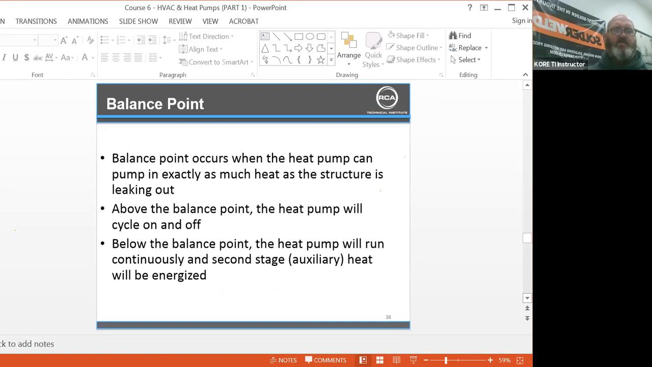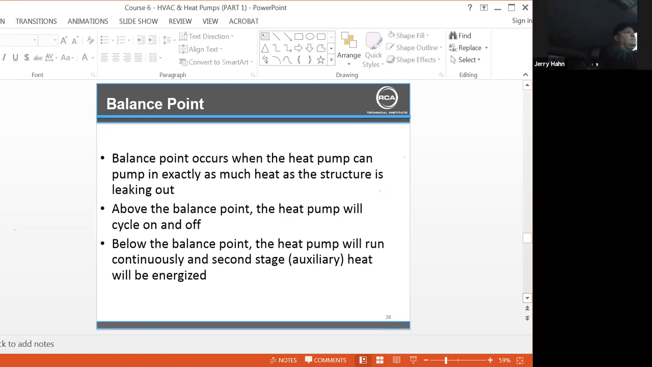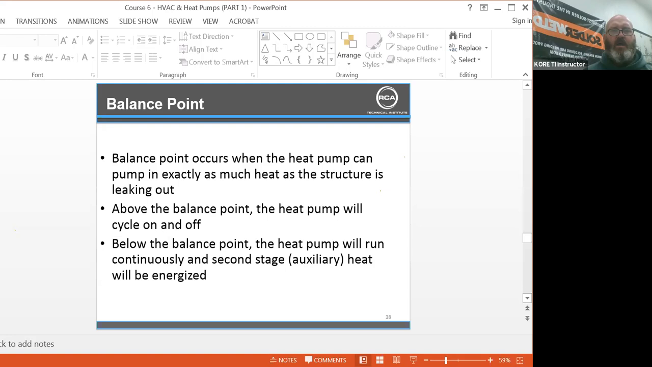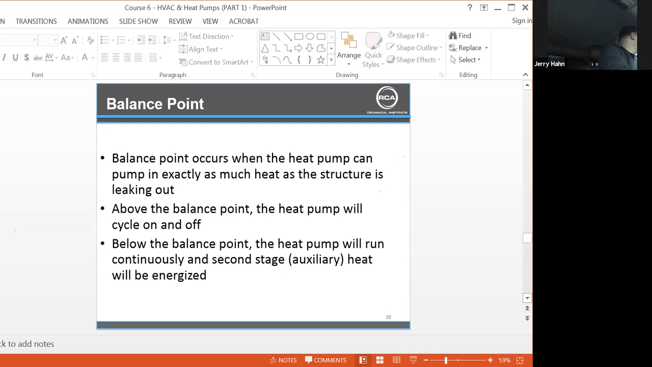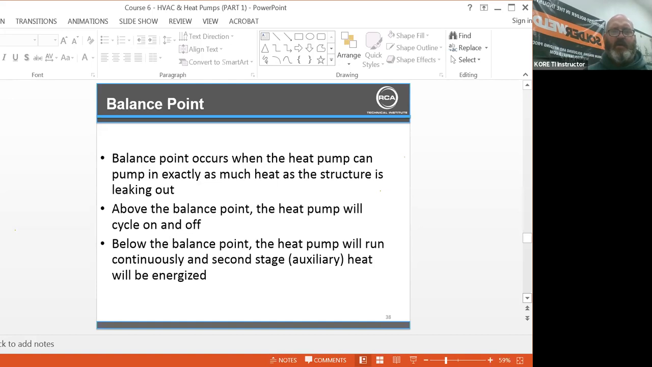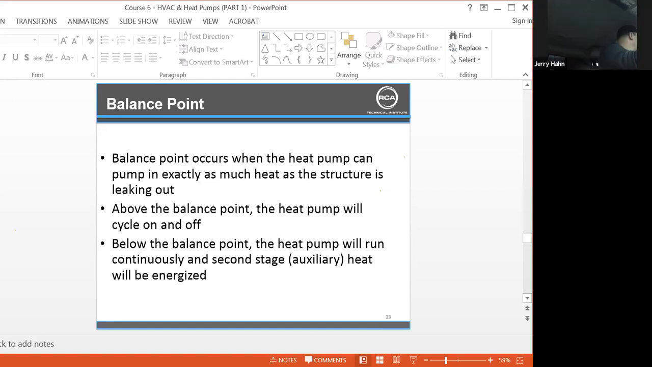Balance point occurs when the heat pump can pump in exactly as much heat as the structure is leaking out. Above the balance point, the heat pump will cycle on and off. Below the balance point, the heat pump will run continuously, and second stage auxiliary heat will be energized.